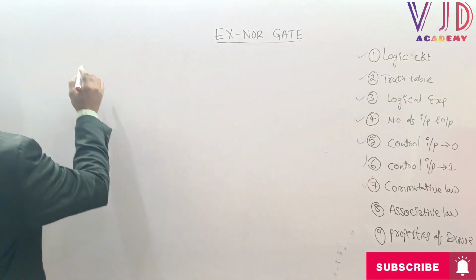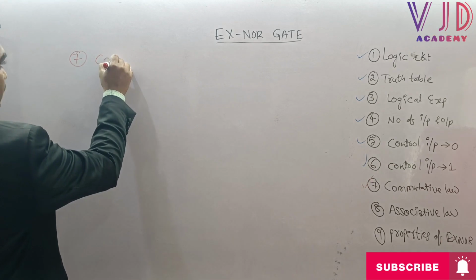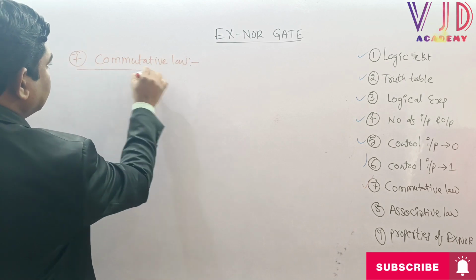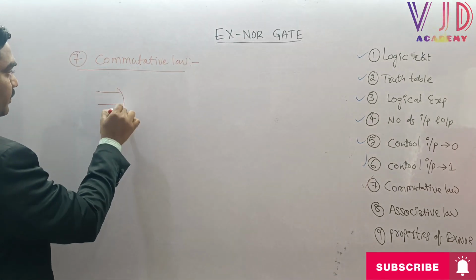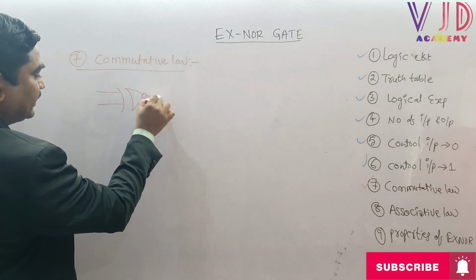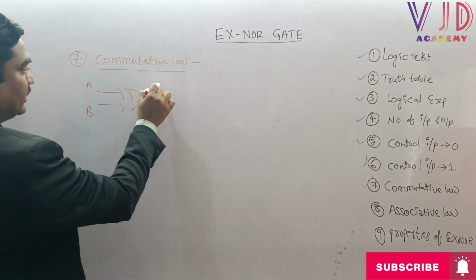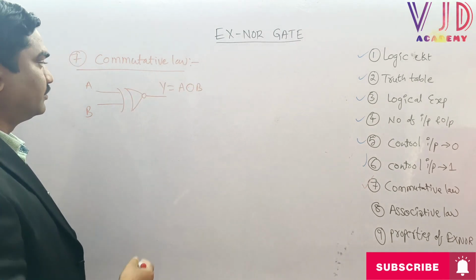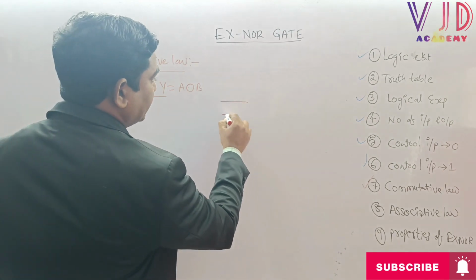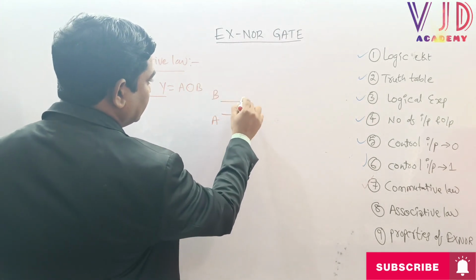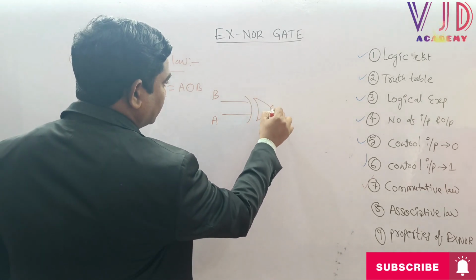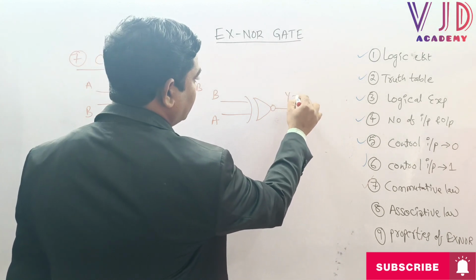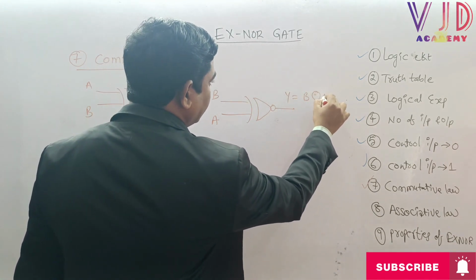Our topic is commutative law. Here, 7th one, commutative law. Let us try to understand commutative law. I told you in the previous class itself, the moment we interchange inputs A and B, here y equal to A XNOR B. This is the logical expression, we know that. The moment I interchange the logical circuit inputs and apply B and A, what will happen? This output will become y equal to B XNOR A.